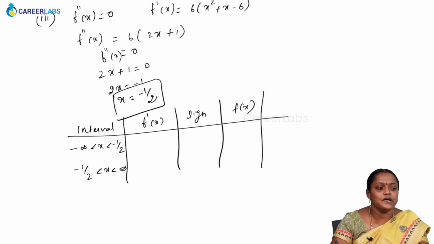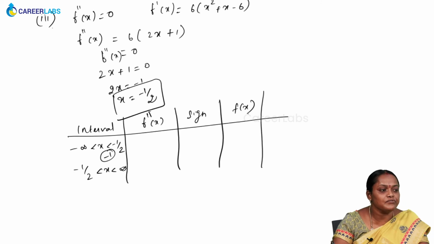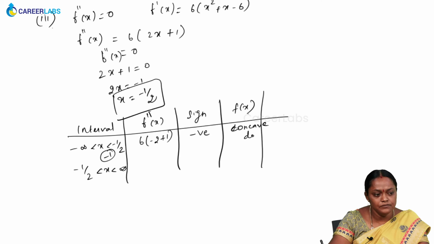For x less than minus half, let us take some value, say minus 1. When you substitute this in f double dash of x, this will be 6 times 2 times minus 1 plus 1. So this will be negative, and you are going to get a negative sign. It means that it is concave downward.